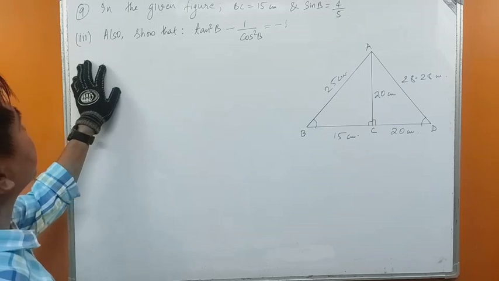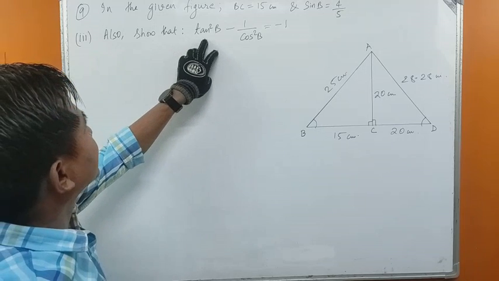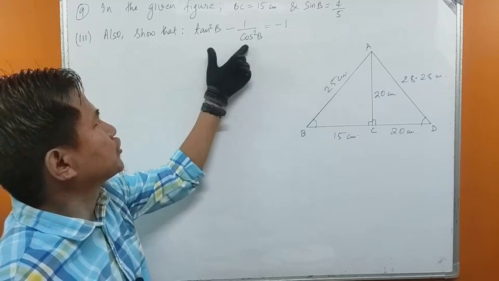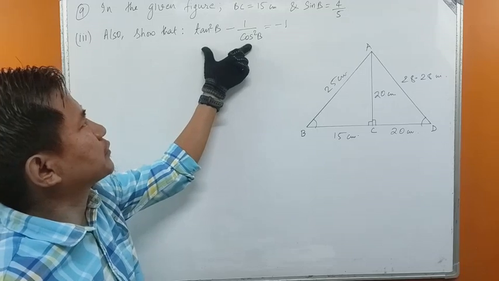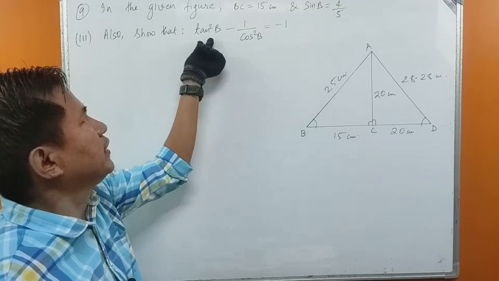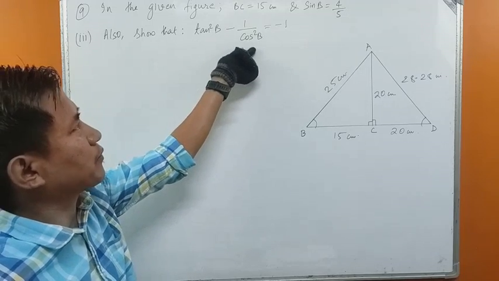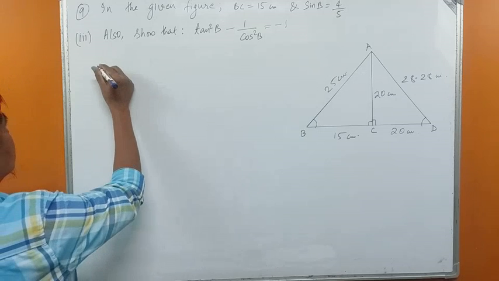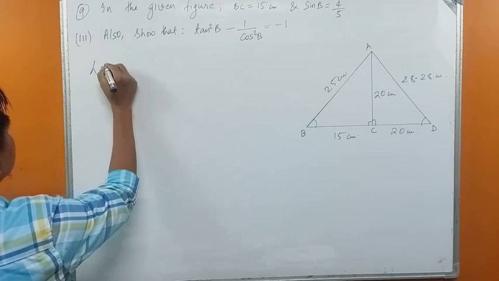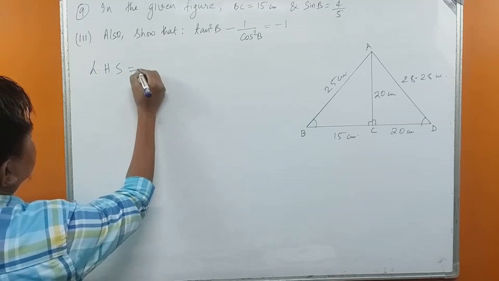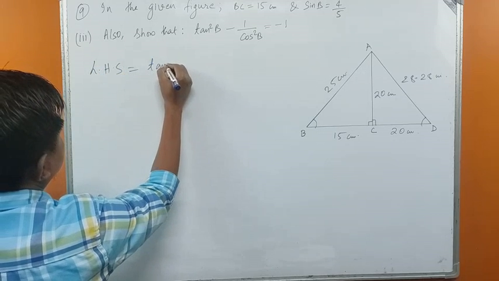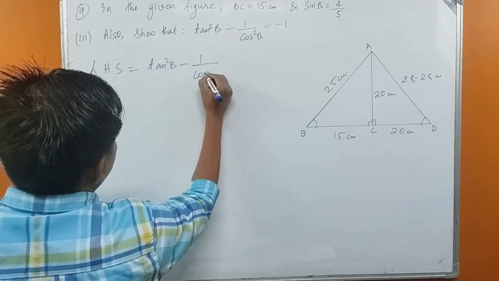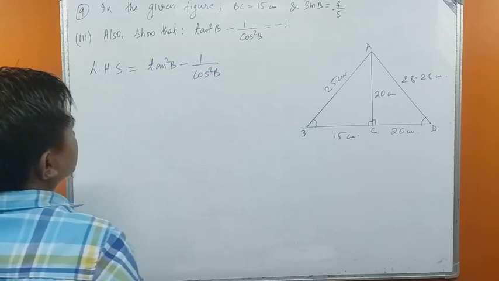Now let us do question number 3 of 9. Also show that tan square B minus 1 upon cos square B equals minus 1. So we are asked to prove this expression equals minus 1. Now, LHS of the equation, the left-hand side, equals tan square B minus 1 upon cos square B.